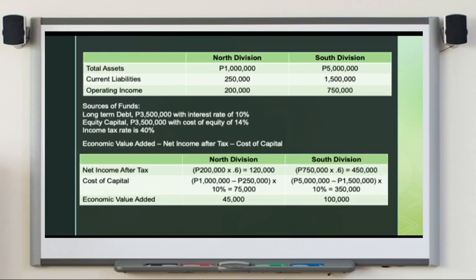That is, the net income is affected by its tax, which is 40%. So we only get 60% of the 200,000, and that is 120,000. And for the South Division, we only get the 60% of 750,000, and that is 450,000. That is the net income after tax.